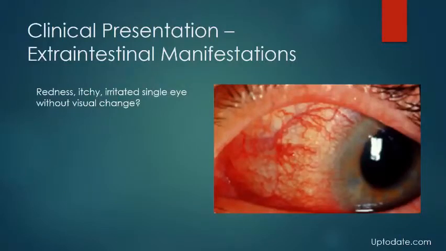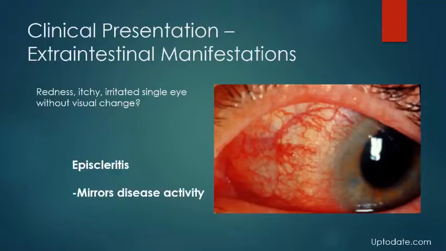And this one, a little bit harder. Redness, itchy, irritated single eye with no visual changes, no blurry vision. Episcleritis, good, yeah. So you can see that the sclera doesn't look very involved. It's still white, it still looks healthy, and then there's this increased injection on the outside of the eye, and that is episcleritis. And that one mirrors disease activity. It's not an eye emergency, unlike two of these guys.